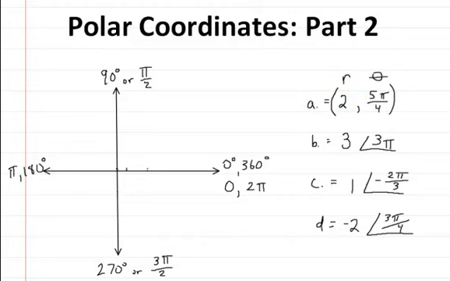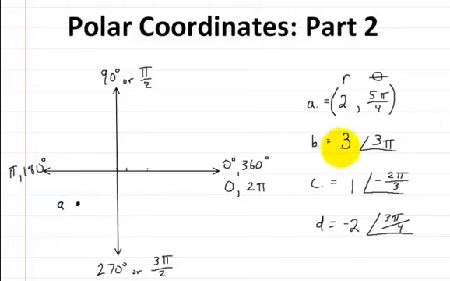So first off, let's try to plot this A, which is 2 with theta of 5 pi over 4. So let's start off here, and we're going to go around 5 pi over 4, so we're going to go around 1 pi, which is to here, and then again we're going to go another fourth of a pi to here. Then we're going to go out 2 from the origin, so we come out 1, 2, so about there. That is point A.